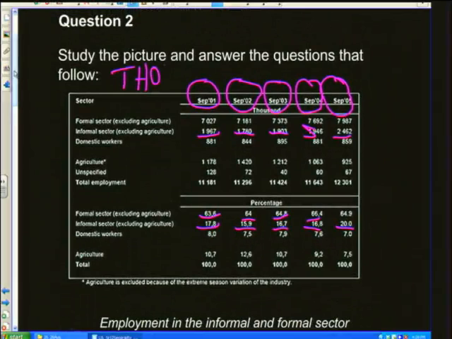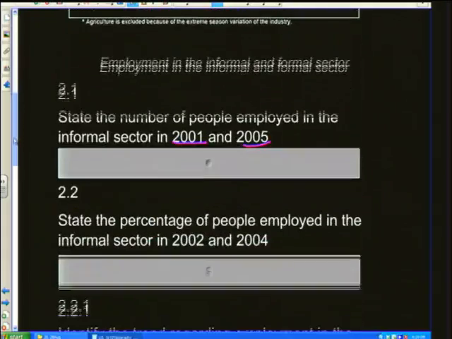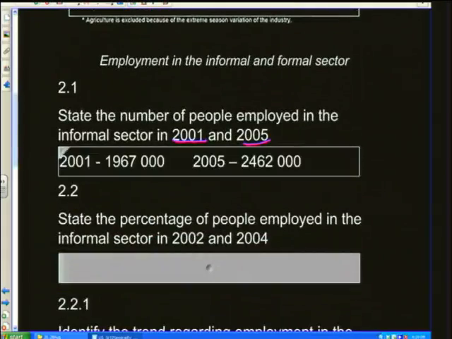I think the gremlin crept in here and took out the word. Okay, it's in thousands. So it's 1,967, 1.967 million people. All right? And here, 2.462 million people. So we see those two figures. It's taken straight from our table.